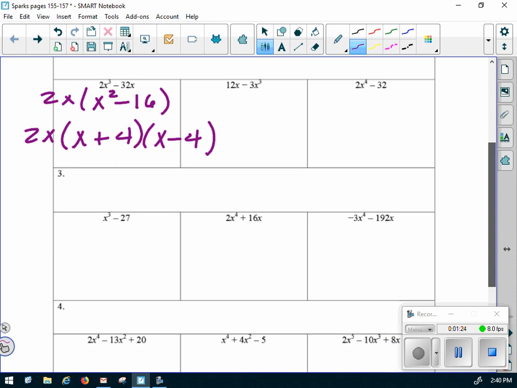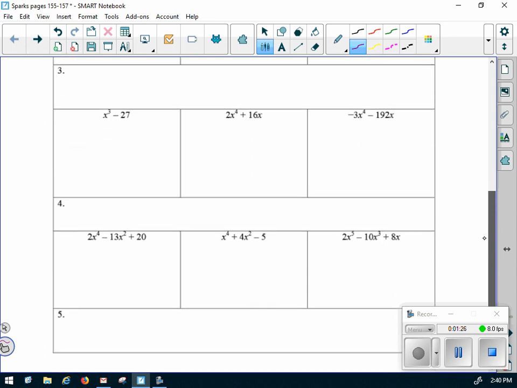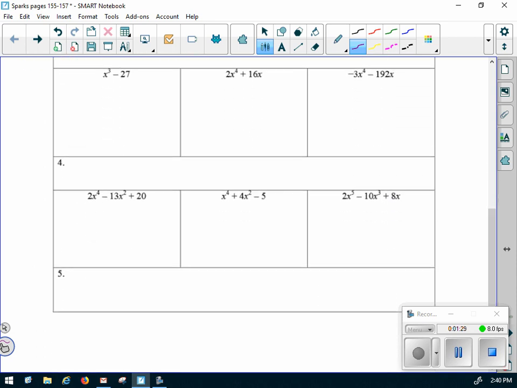Let's go down to the next row. Let's go right here. X cubed minus 27. Is there a GCF? No. How many terms you got? 2. So it's called a binomial. The only ways you know how to factor a binomial is if it's a difference of 2 squares or a sum or difference of 2 cubes.